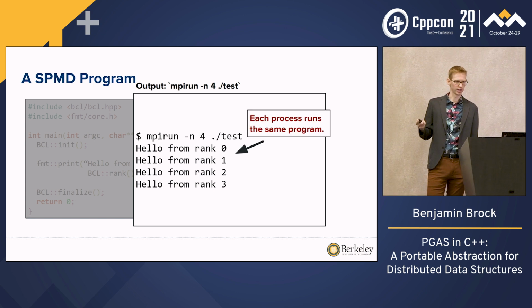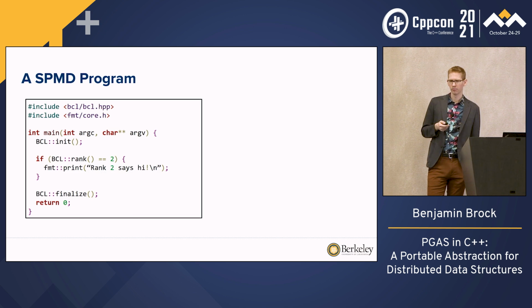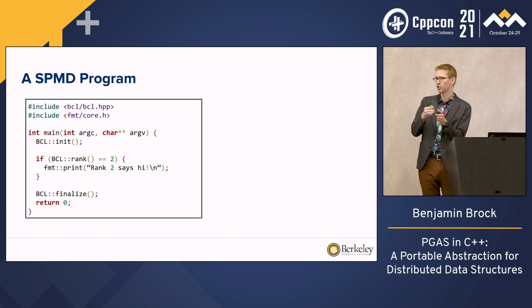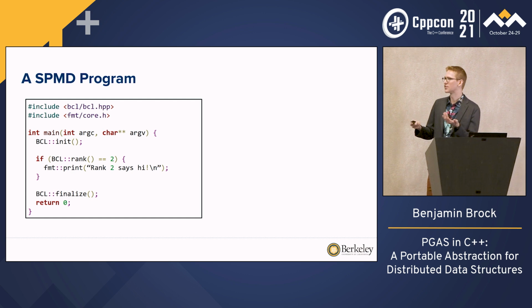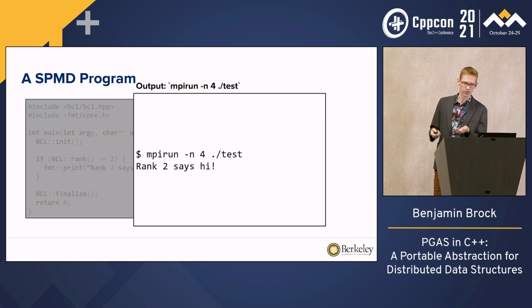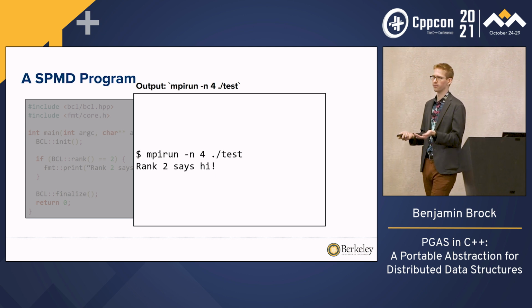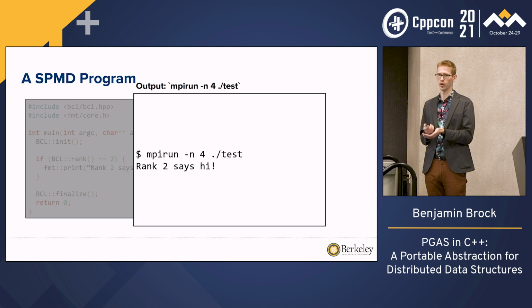So each process is running the same program. And we can have this particular process take a particular path by using if statements. So you can say if your rank is rank number 2, then run this statement of code, and we can see it only prints out once, right? Because only one process is running it.